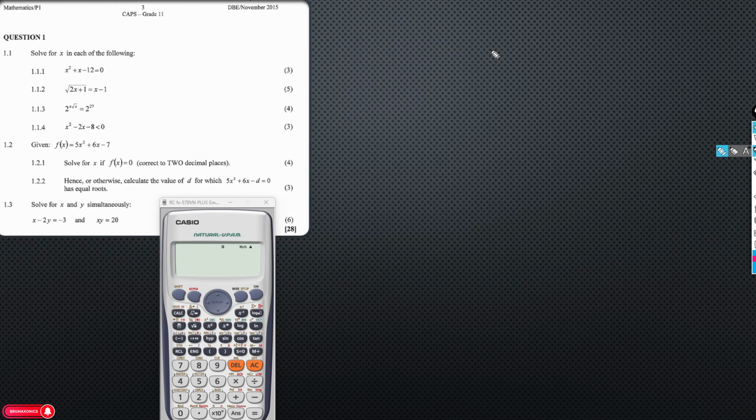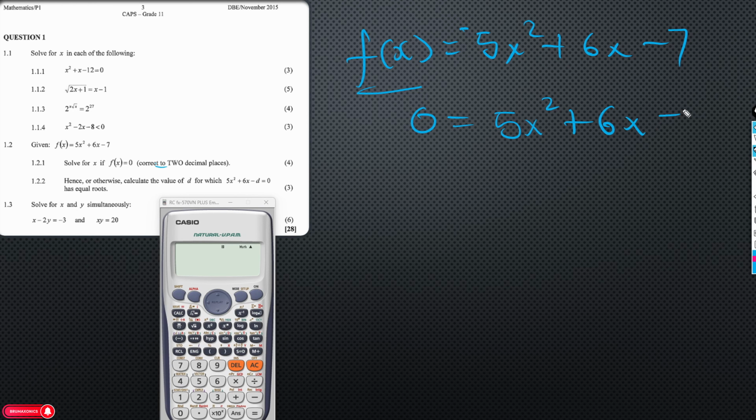So the equation will be our f of x, which is equal to 5x squared plus 6x minus 7. They are saying that if f of x is equal to 0, then we are going to have something like this: 5x squared plus 6x minus 7. So the first thing that we should think about now is actually the quadratic equation.